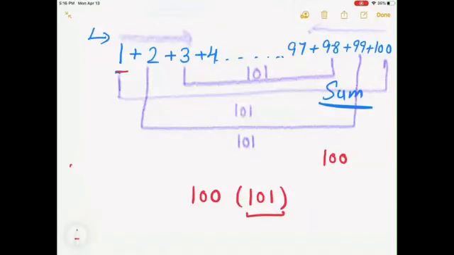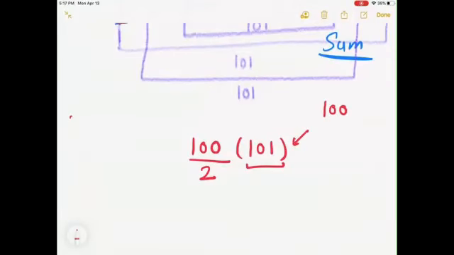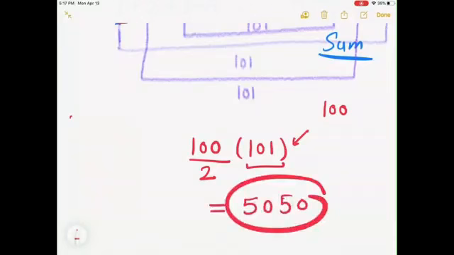But am I using all 100 terms to get 101? No, I'm using 2 numbers. And when you add 2 numbers, it makes 101. So instead of 100 terms, you're using 50 terms. Why? Because you've got to pair up 2 numbers to get 101. So if I take 100, divide by 2, and multiply by 101, my answer would be 5,050. Here you go. And that's what he figured out. And trust me, that's the coolest. That's the trick about this sum equation.